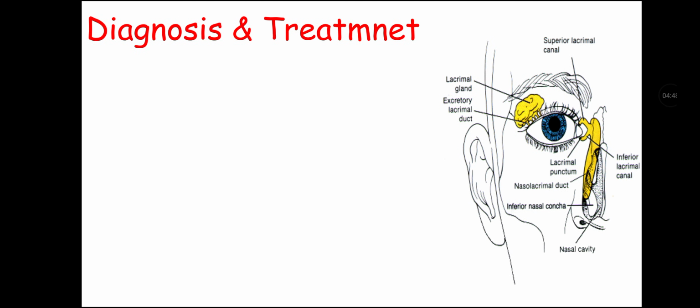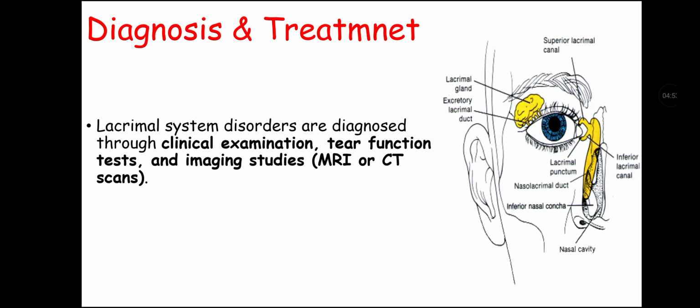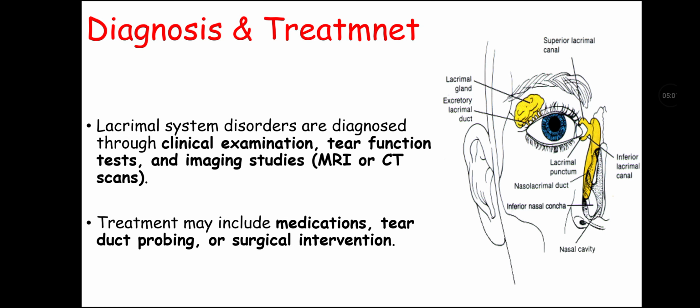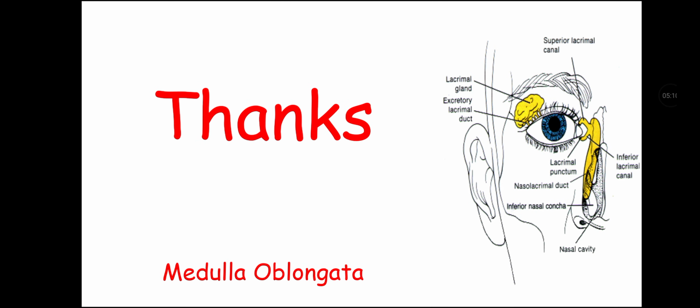Next we will talk about diagnosis and treatment of nasolacrimal duct conditions. Lacrimal system disorders are diagnosed through clinical examination, tear function tests and imaging studies that may be MRI or CT scans. Treatment of these disorders may include medication, tear duct probing, or surgical intervention, depending on what type of disorder there is. And this was all about the lacrimal apparatus.